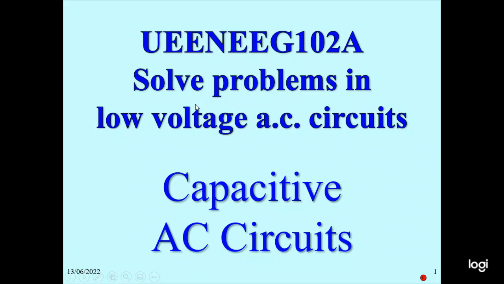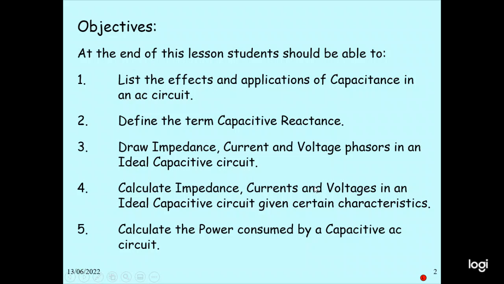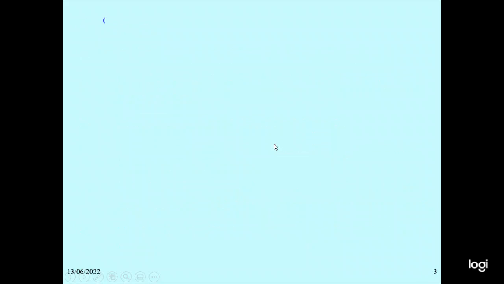So this is the low voltage AC circuit lesson. We know about the capacitive AC circuit. At the end of this lesson, students should be able to list the effects and the application of capacitor in AC circuit, define the terms of capacitive reactance, draw the impedance, current and voltage phasor in an ideal capacitive circuit, calculate the impedance, current and voltage in an ideal capacitive circuit given certain characteristics, and calculate the power consumed by the capacitive AC circuit.